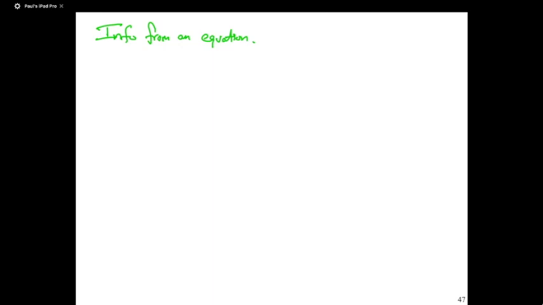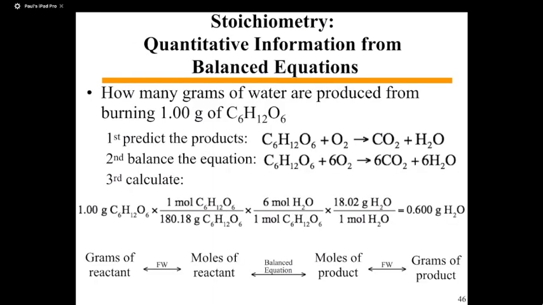Okay? And in the last equation and calculation that we used, it says if I burned C6H12O6, it was a sugar, and it has a balanced equation that I show in step number 2. And I had 1 gram of the sugar and I burnt it. How much water is produced? The key was this. For every 1 full sugar, I will make 6 waters. Okay? So that was the key that we got from the balanced equation.